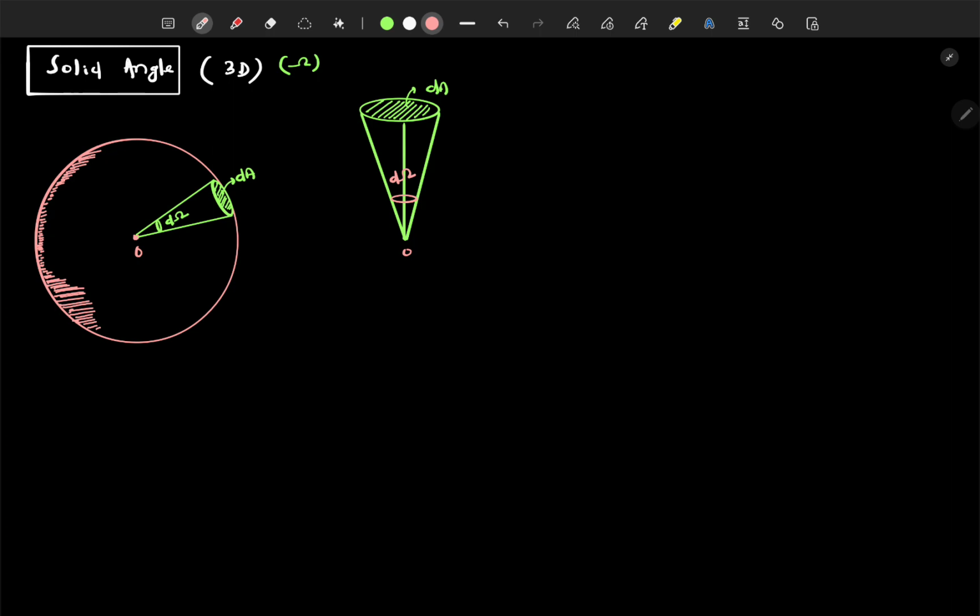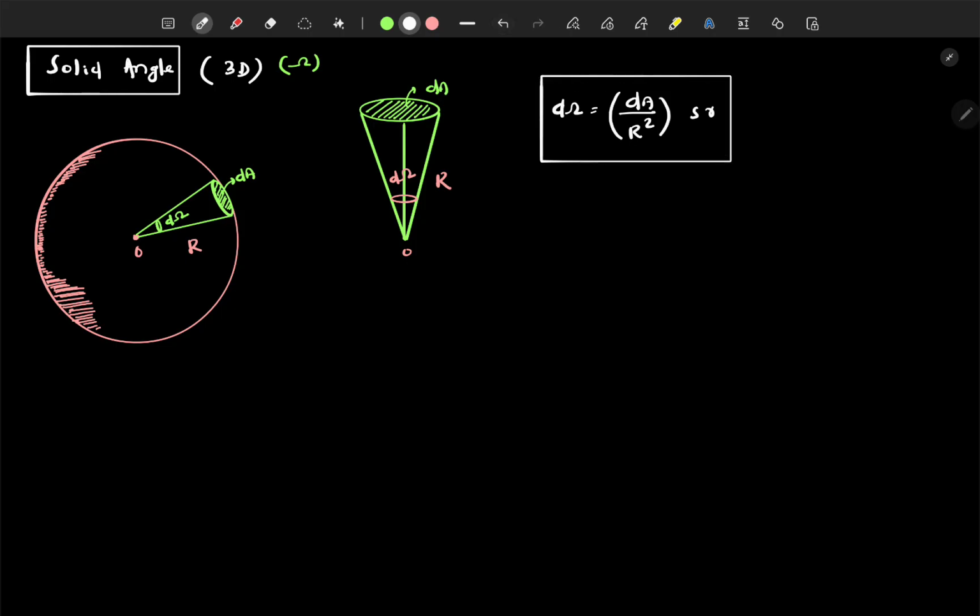So what is the relation? The relation is d omega, and the radius of the sphere is capital R. So you can remember the formula: d omega is dA by capital R square steradian. The unit is steradian. d omega equals dA by R square steradian. This is the answer.